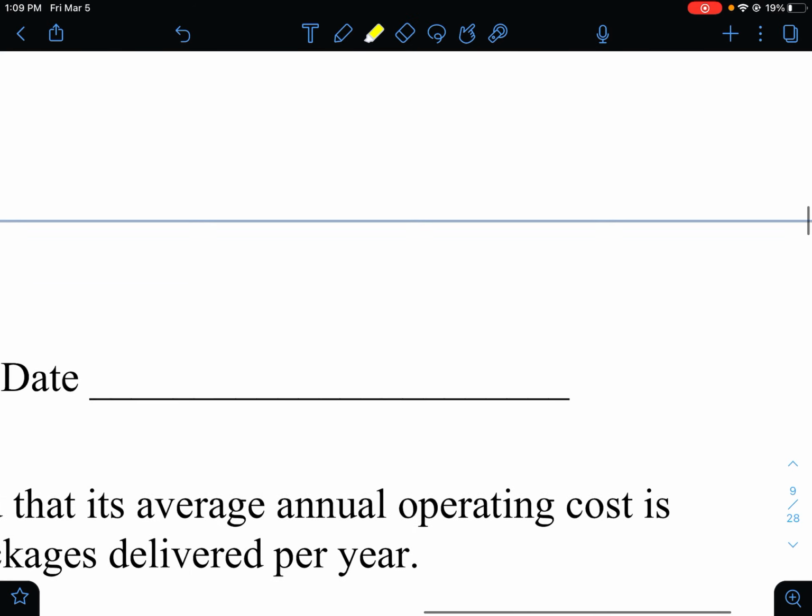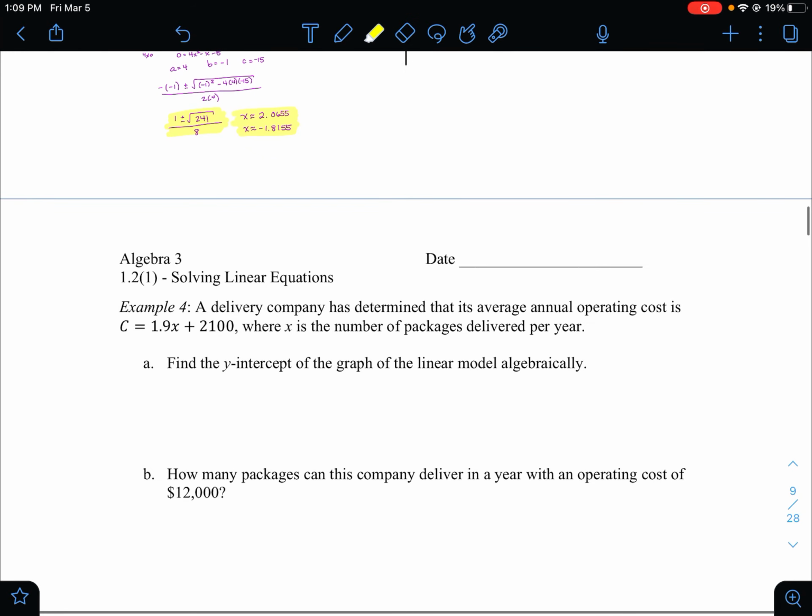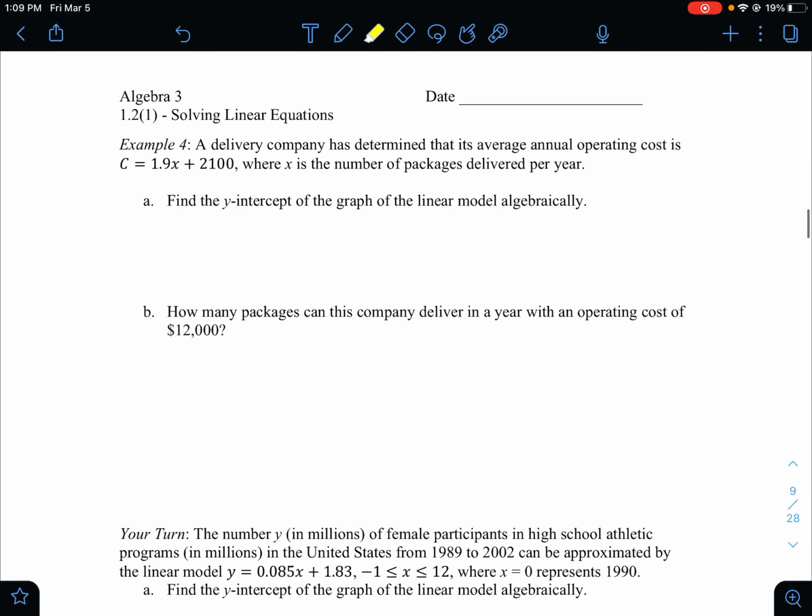All right, moving along to our last example. All right, this one is linear again. So it says a delivery company has determined that its average annual operating cost is C equals 1.9x plus 2100, where x is the number of packages delivered per year. All right, so that's the equation we're looking at. Part A says find the y-intercept of the graph of the linear model algebraically.